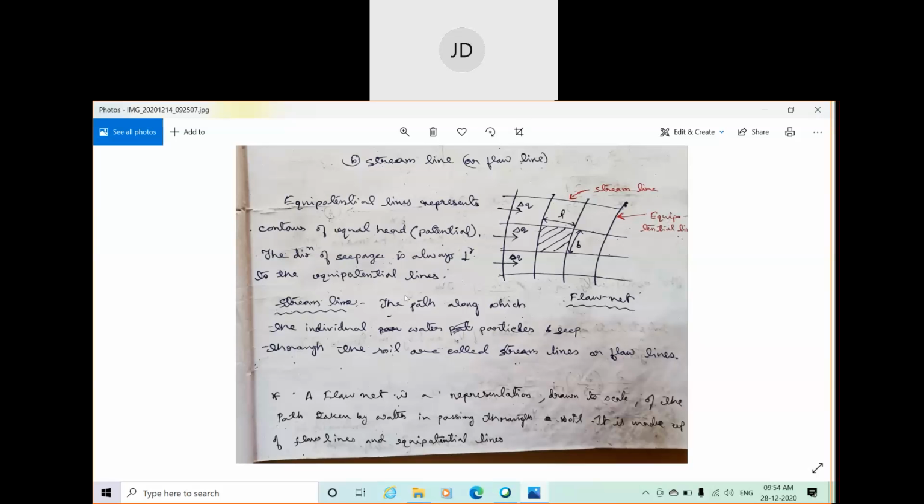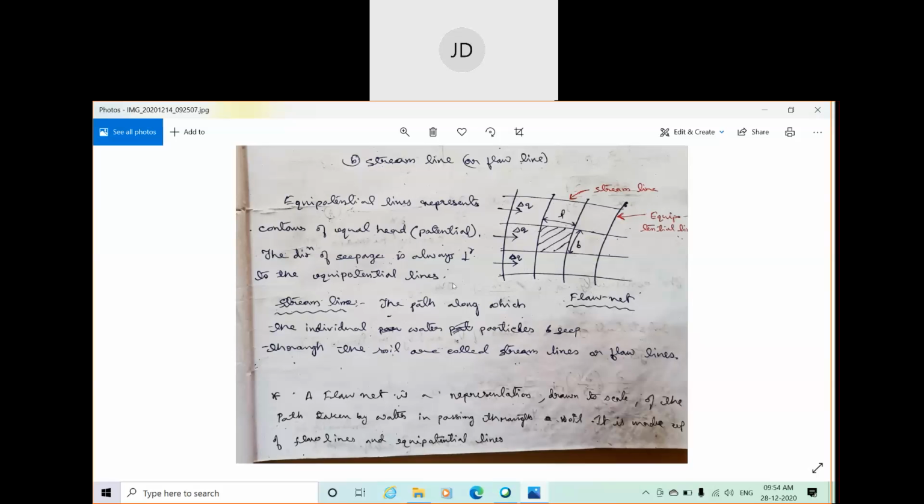Now let's first discuss what is a streamline. Streamlines are the paths along which the individual water particles seep through the soil; they are called streamlines or flow lines. That means if water is flowing from left to right or right to left, whatever you say, the lines drawn along that direction are known as streamlines. Along the streamline, water particles flow.